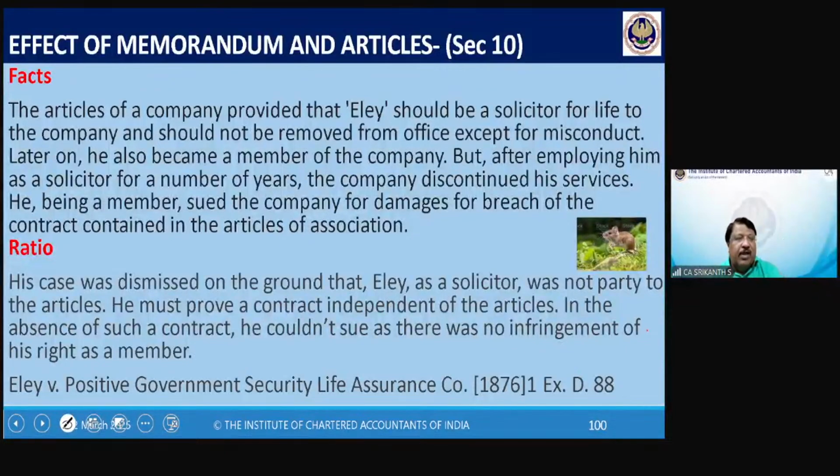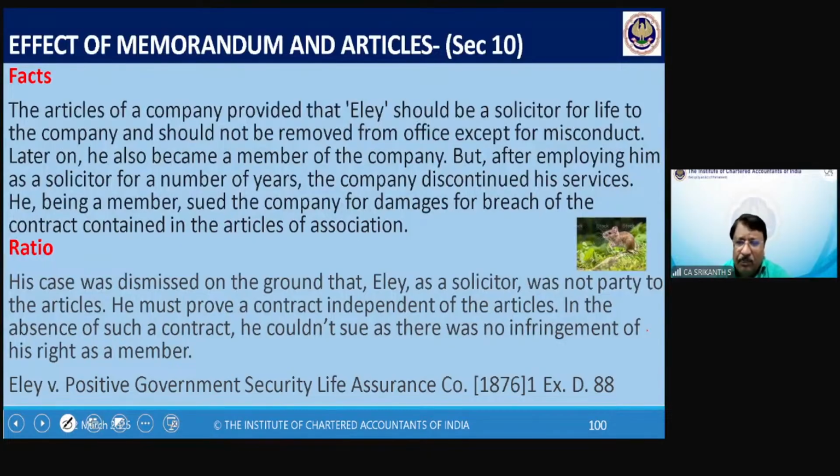This is a different case, where the articles of a company provided that Eley should be a solicitor for life to the company, and should not be removed from the office except for misconduct. Later on, he also became a member of the company. They employed him for a number of years. Thereafter, the company discontinued his services. He said, you can't, your articles are saying I'm for life. So Eley filed a suit against the Positive Government Security Life Assurance Company.